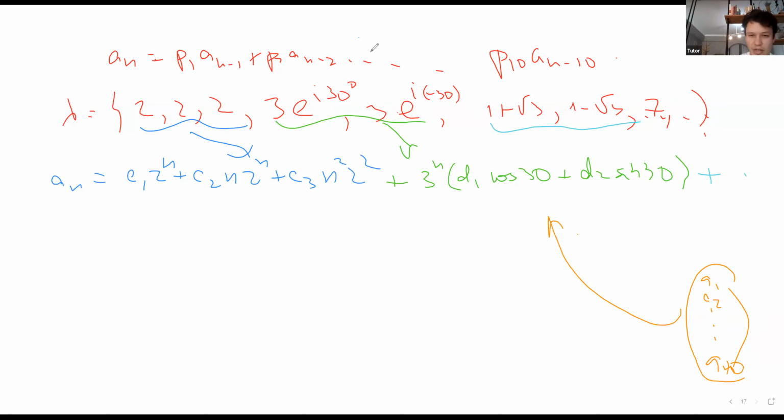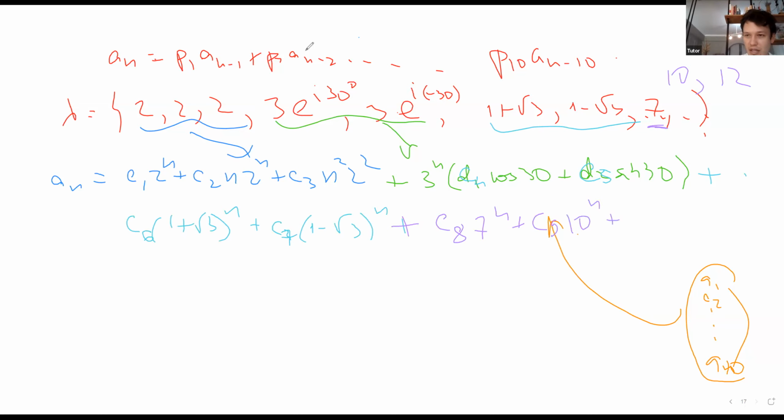So maybe actually I should have called this C4 and called this C5. So it's going to be C6, and then 1 plus square root of 3 to the power n plus c7, and then 1 minus square root of 3 to the power n, and then plus c8. You know what's going to be C8, the last one? Let's say this one, 7. So it's going to be C8, 7 to the power n, and maybe let's say the 10 was also a root in here, and the 12 was a root. So it's going to be C9, 10 to the power n, and let's say actually instead of 12, let's do minus 3. So let's say that minus 3 was also a root, and then it's going to be plus C10 minus 3 to the power n.